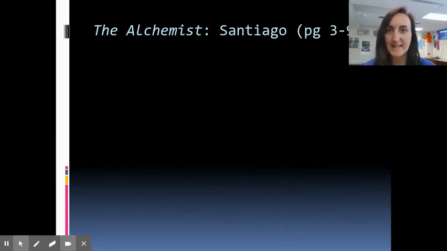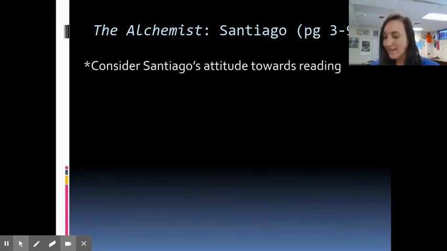I'll give you an example. Santiago in The Alchemist. You want to turn to pages like 3 through 9. I'll show my annotations. So going back to that, you'll see a little bit of that. And I'm just going to read these parts to you. Okay. So Santiago starts off at the very beginning, page 3. And it says this at the bottom.